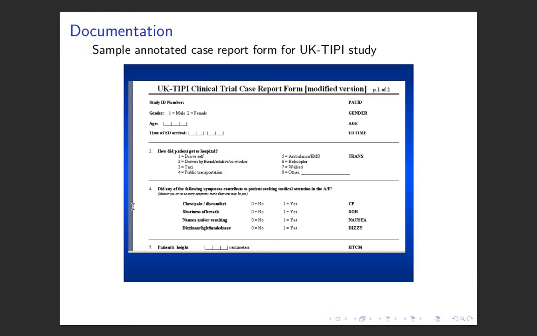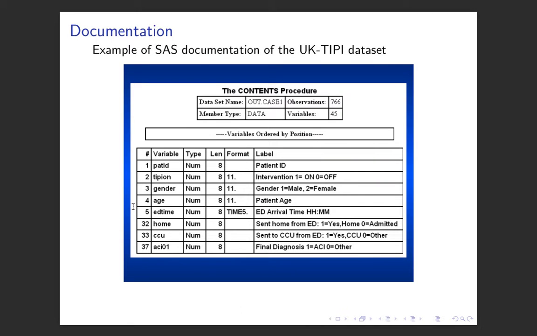You'll notice then, how did the patient get to the hospital? And they give you 8 choices here, and then they give you 8 is other, and you can type in other. But the idea here is to try to get the most obvious ways of getting to the hospital. You know, did you drive by yourself? Were you driven by somebody else? Did you take a taxi, public transportation? And code those so that you don't have lots and lots of different entries that you then have to clean up later. And then this would be, for example, in SAS, how a contents would be labeled. You'd have the variable name, the type, the length, the format, and the label.